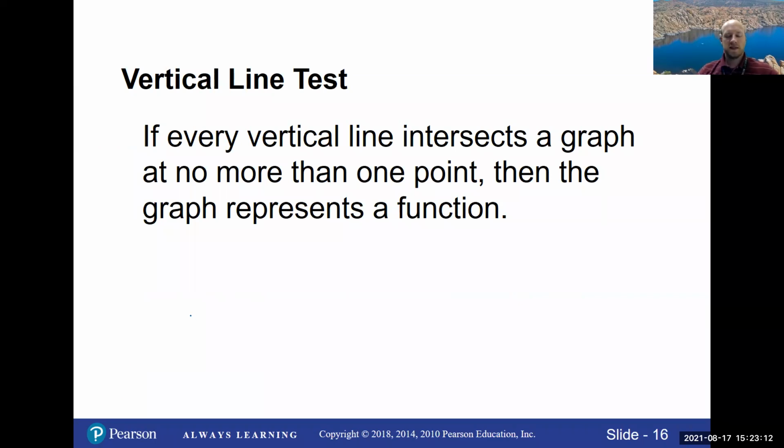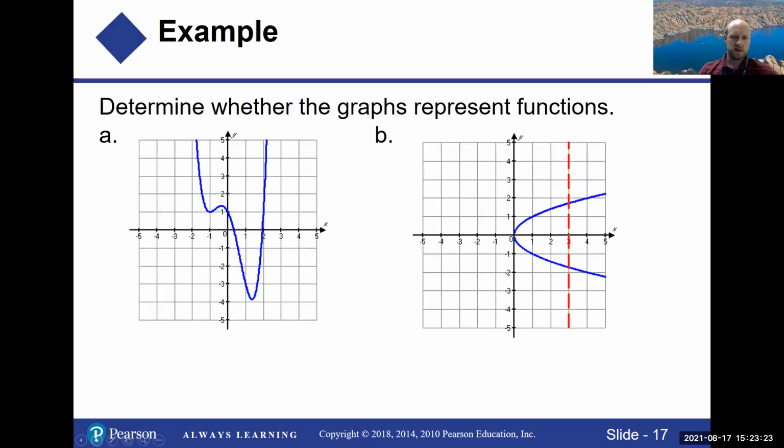The other way to tell if something is a function is the vertical line test. And that's when we have a graph. So if every vertical line intersects a graph at no more than 1 point, then the graph represents a function. So here we have two different random functions, okay? Here we have two possible functions. Are these indeed functions? So yes, I could draw a vertical line, a straight up and down line through any point on this graph and not touch more than 1 point. So yes, it is a function.